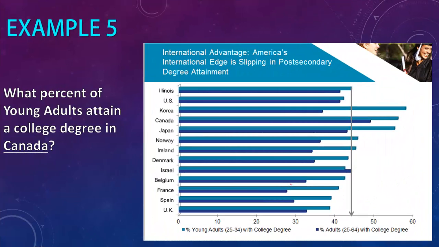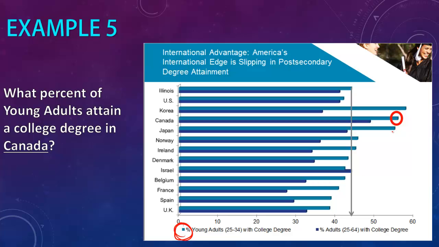Okay, one last example. What percent of young adults attain a college degree in Canada? Now ignore this line here. For whatever reason, I couldn't get rid of it. Now young adults, you've got to make sure that you are reading this carefully. Young adults is the lighter of the lines. That's right there, because here's your light one, here's your dark one. Adults are the darker ones. So young adults ends right here.